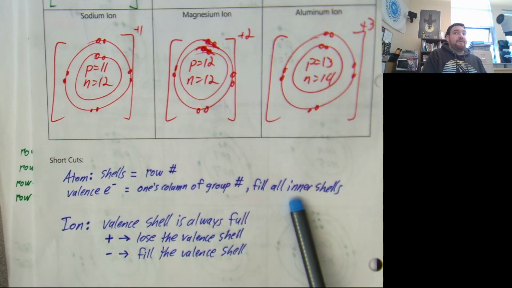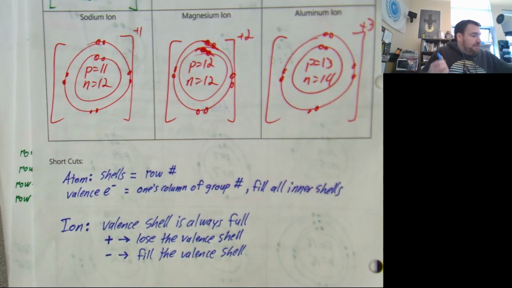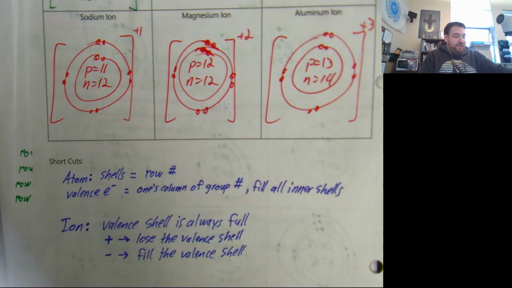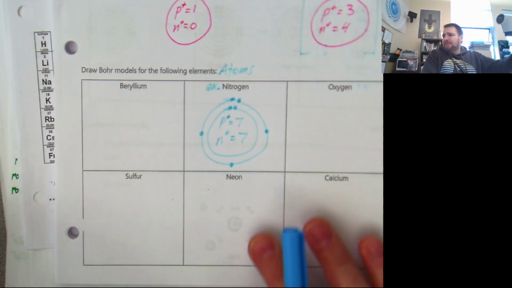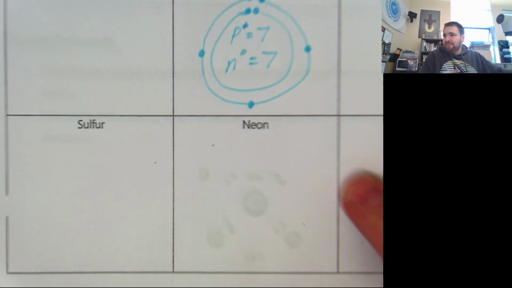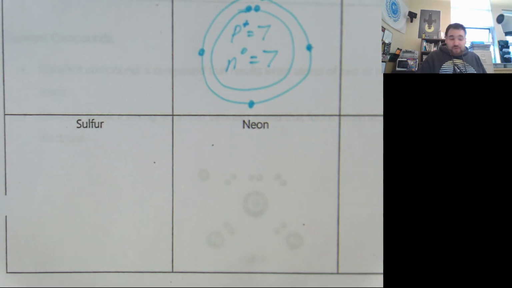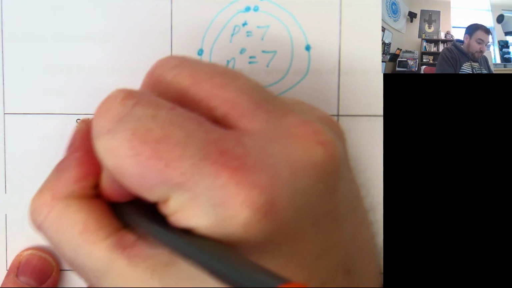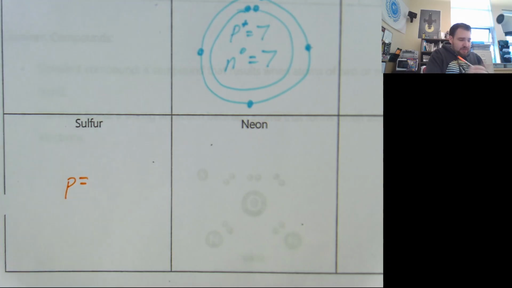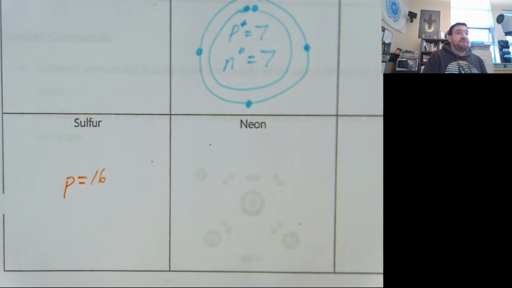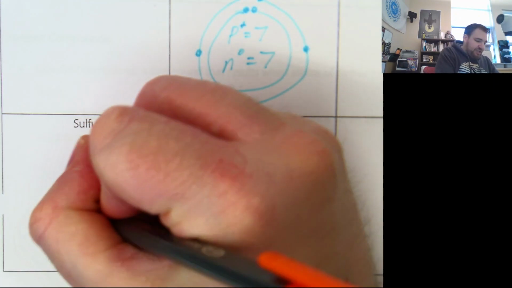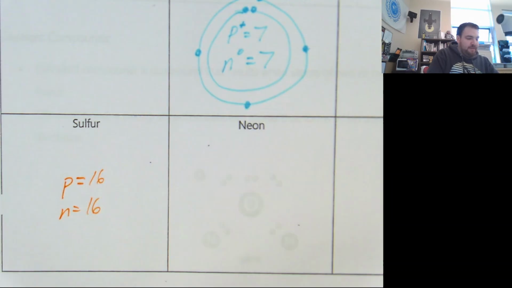And you fill all the inside shells. So the innermost one has 2, then the next one has 8, and then the next one has 8, and so on. So I'll demonstrate what that shortcut looks like drawing you sulfur here. I'll zoom in on sulfur. So if I'm drawing a Bohr diagram for sulfur, sulfur is number 16, so it's going to have 16 protons. The atomic mass is 32. So to find the number of neutrons, it's going to be 32 minus 16, which is 16.